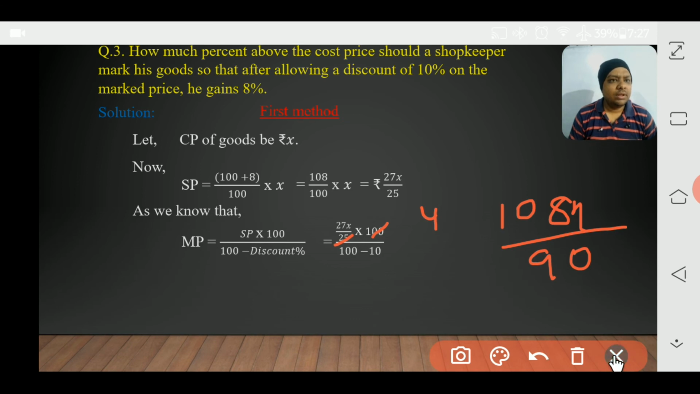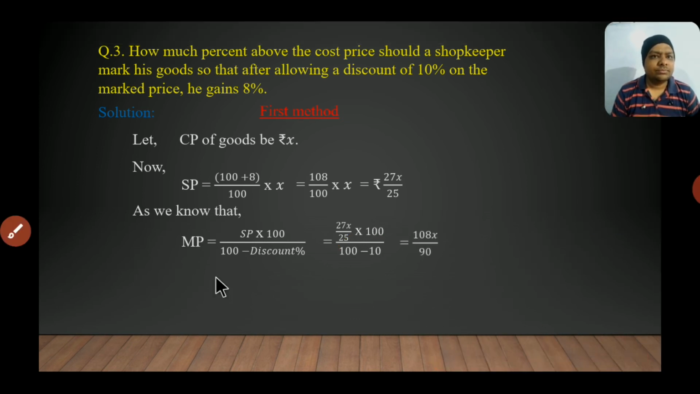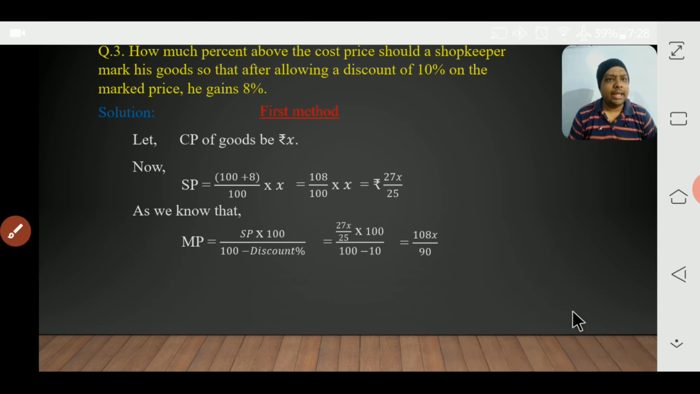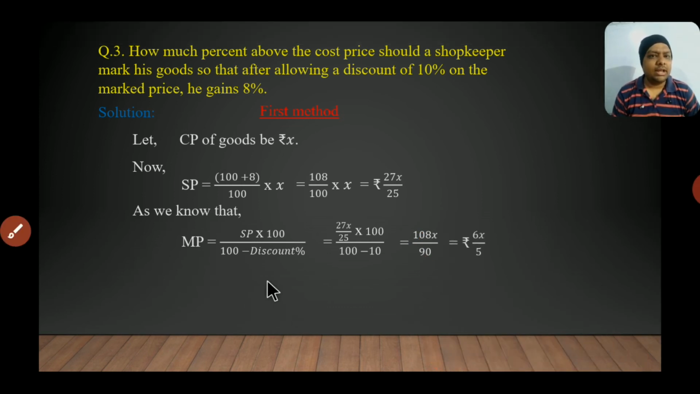Okay. Now we can cut these two numbers by 9. So 9 tens are 90, 9 twos are 18, directly 18. 18 fives are 90, and 18 sixes are 108. So 6x by 5 will be the MP in terms of variable x. Okay dear. Now we have got the MP also.